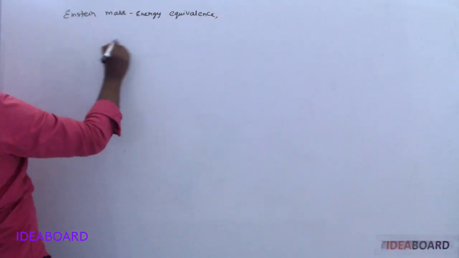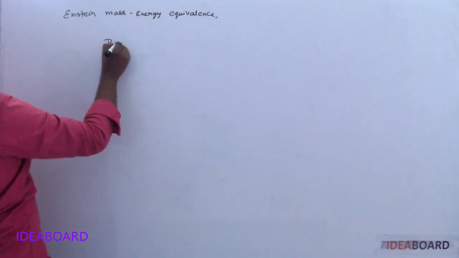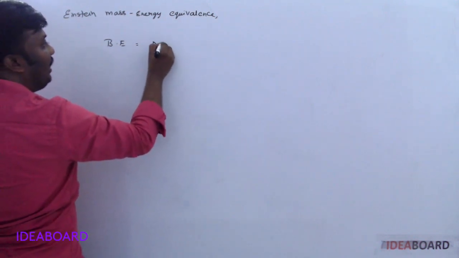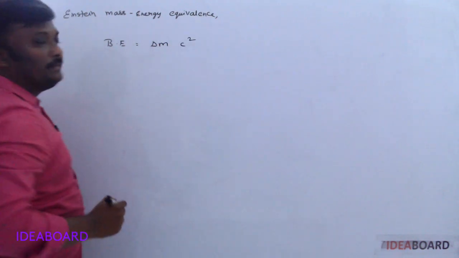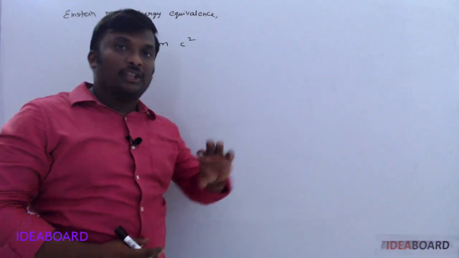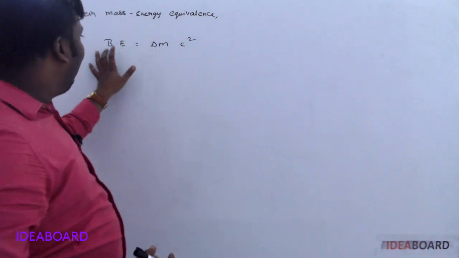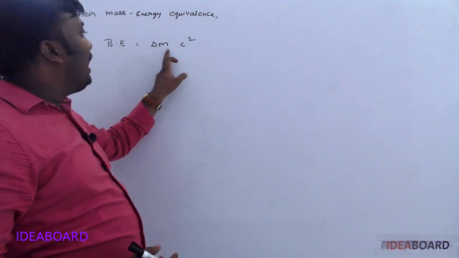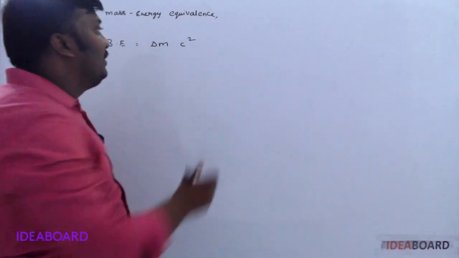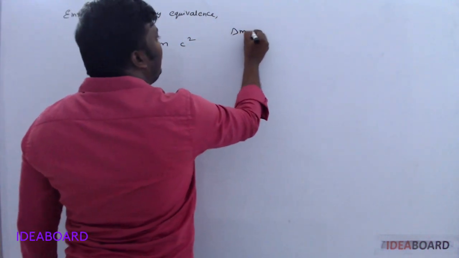According to Einstein's mass-energy equivalence, E is equal to mc², we know that. From that, binding energy is equal to delta m into c², where delta m is nothing but the mass defect.